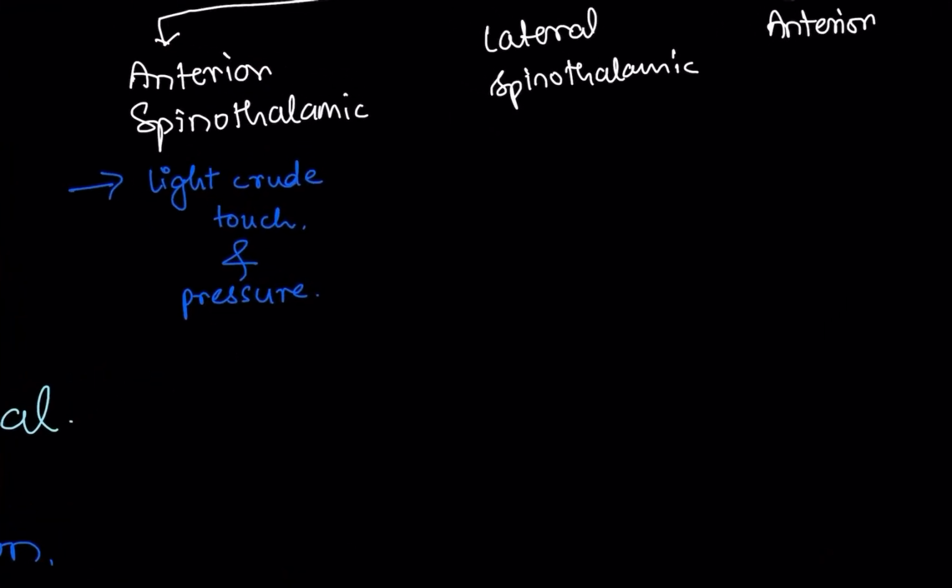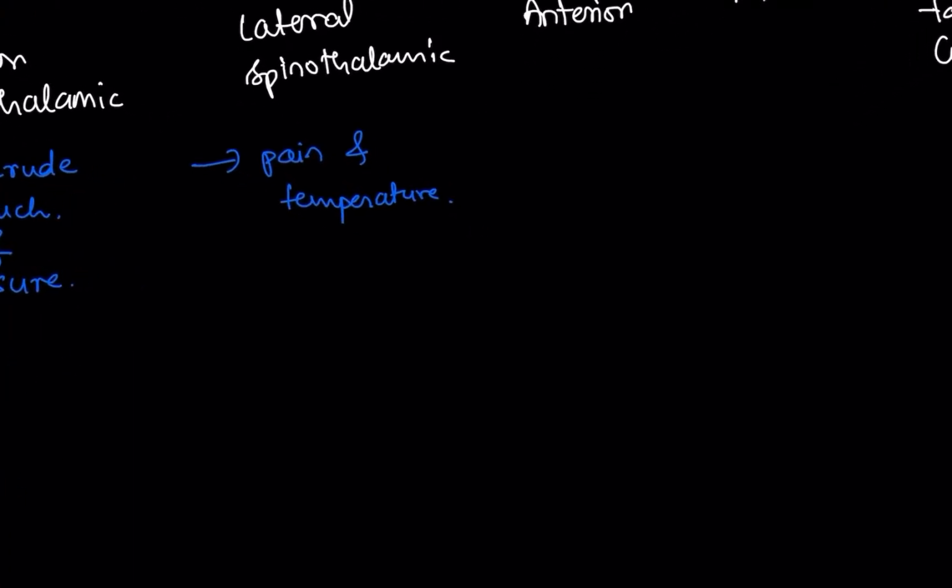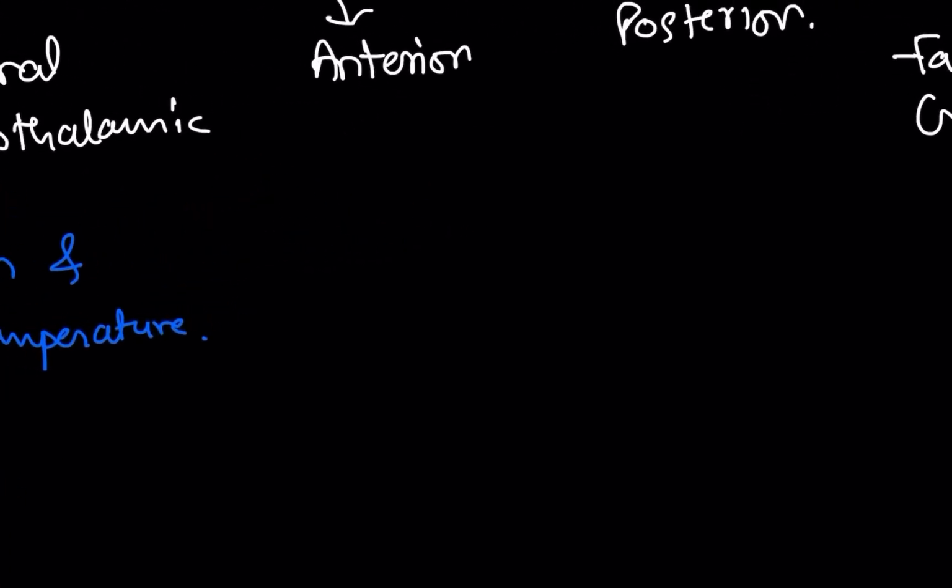So remember, anterior spinothalamic tract: light, crude touch and pressure. Lateral spinothalamic tract is responsible for your pain and temperature sensations. If you're feeling pain anywhere or if you're feeling high temperature, that sensation was taken up by the lateral spinothalamic tract.